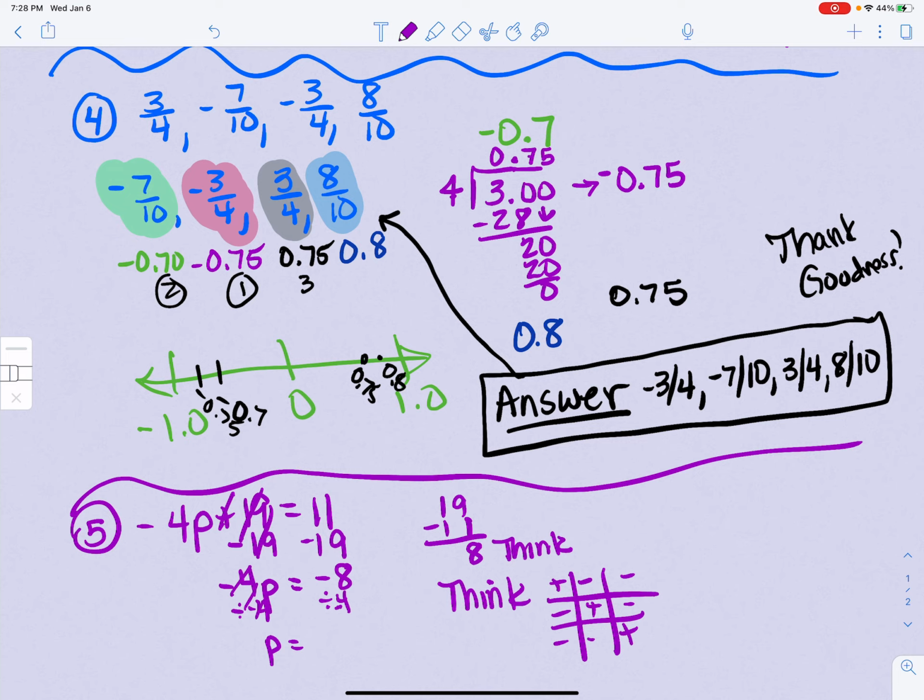Negative 8 divided by negative 4. Well, I know 8 divided by 4 is 2. So now I have to do the think portion. And I have 2 negatives. So negative, negative. My answer then has to be positive. So my final answer will be typed in just like this. I do not need to type the plus, because it is a given that it is a positive.